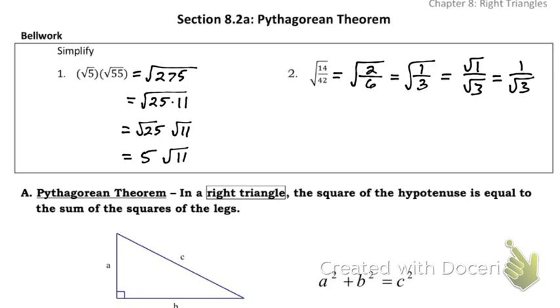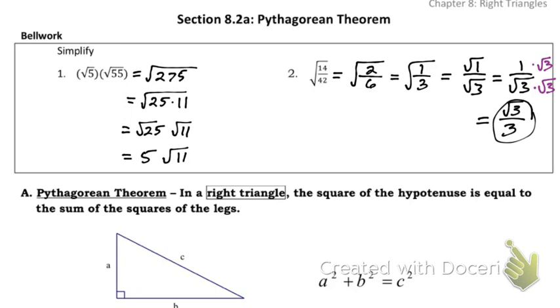To get rid of that square root in the denominator, I need to multiply the bottom by square root of 3 and the top by square root of 3, which is then going to equal 1 times square root of 3, which is just square root of 3 over 3. So the correct answer would have been A, square root of 3 over 3.